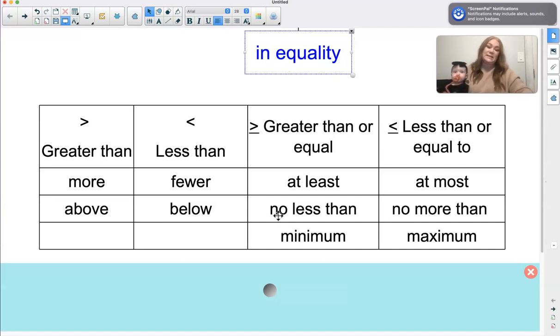Another example is it's no less than. So we hear less and our brain wants to start putting things that are less, right? No less.